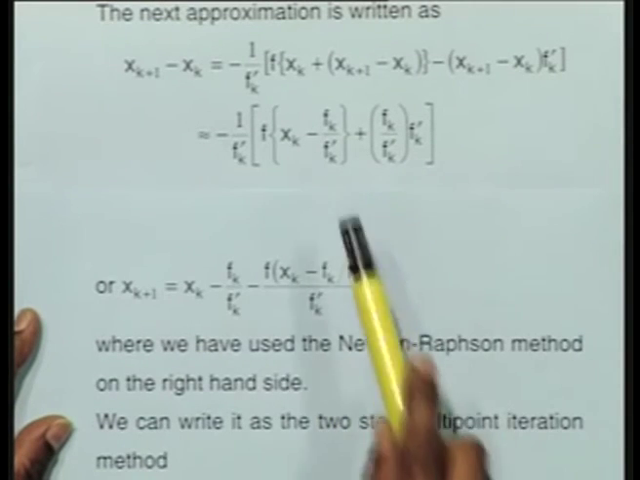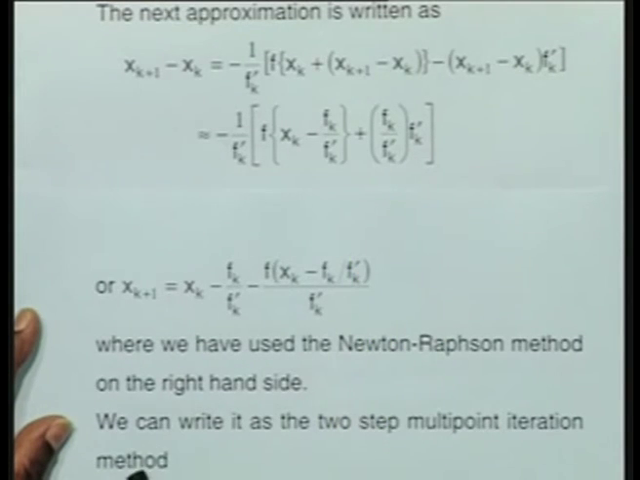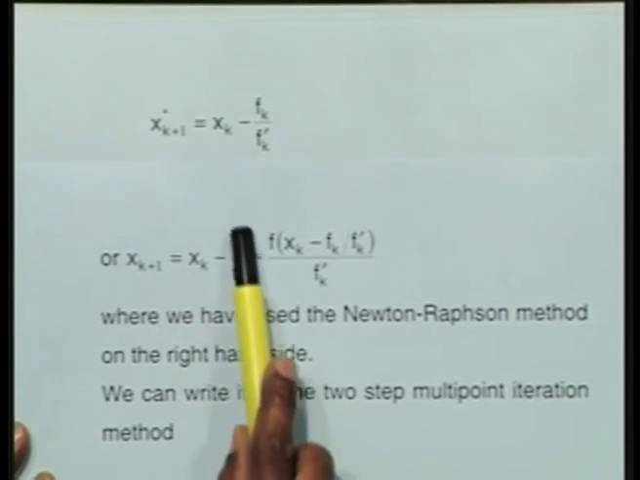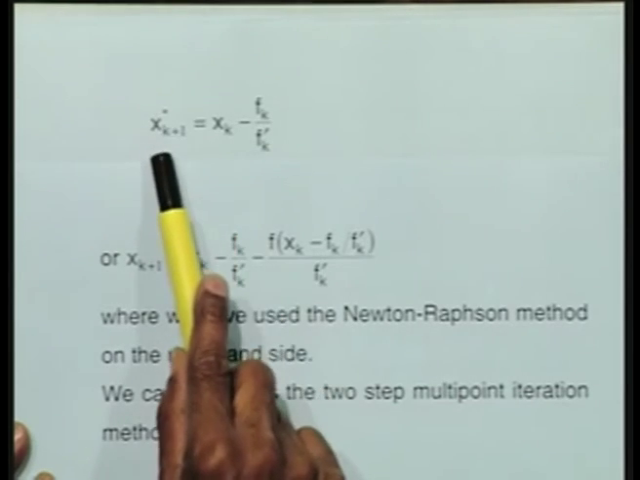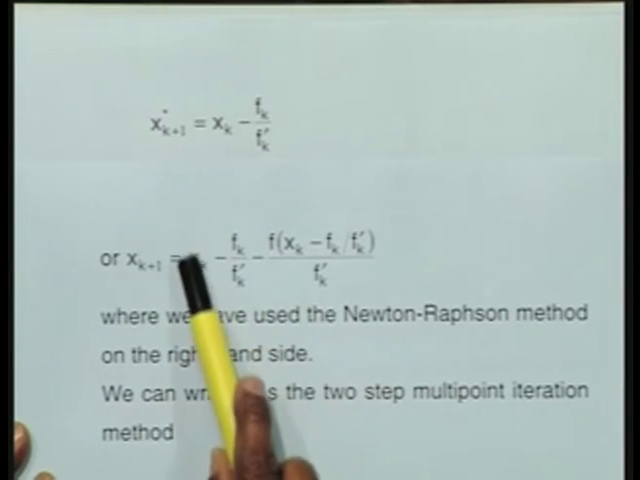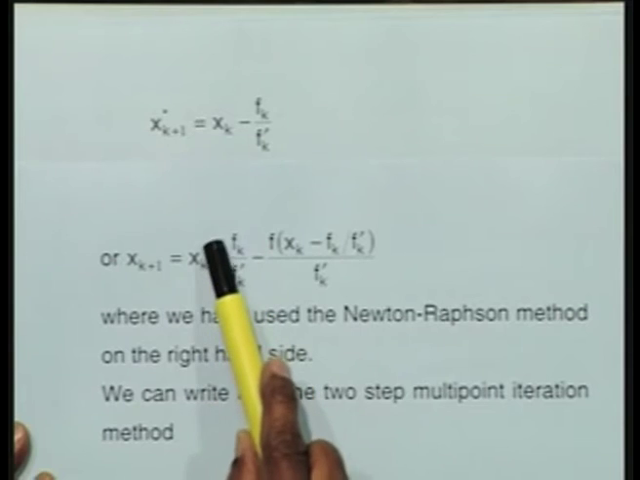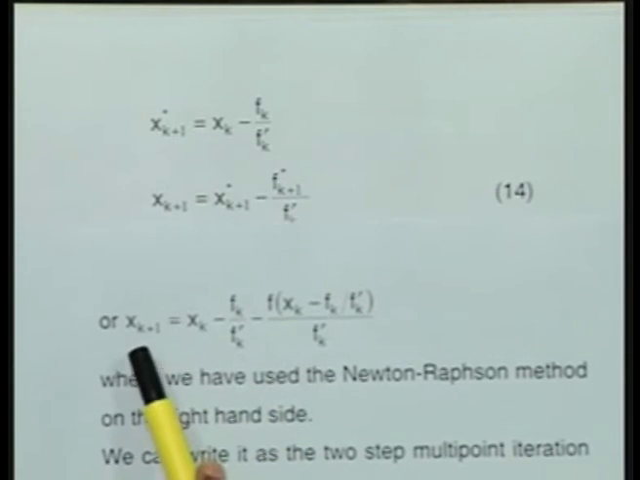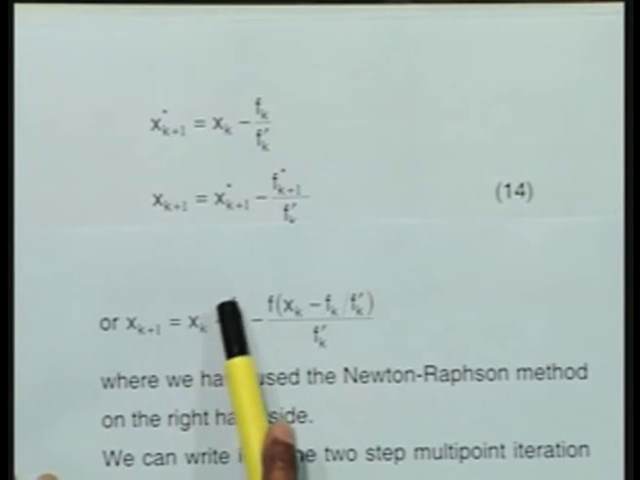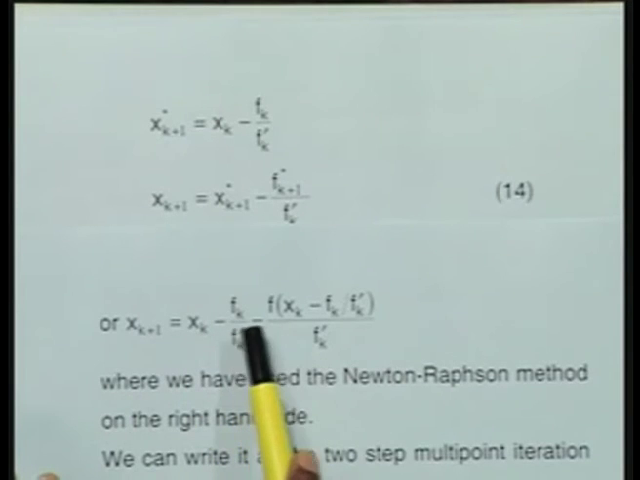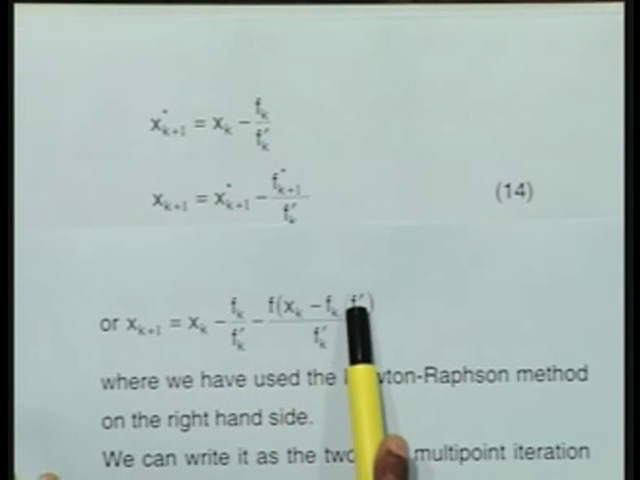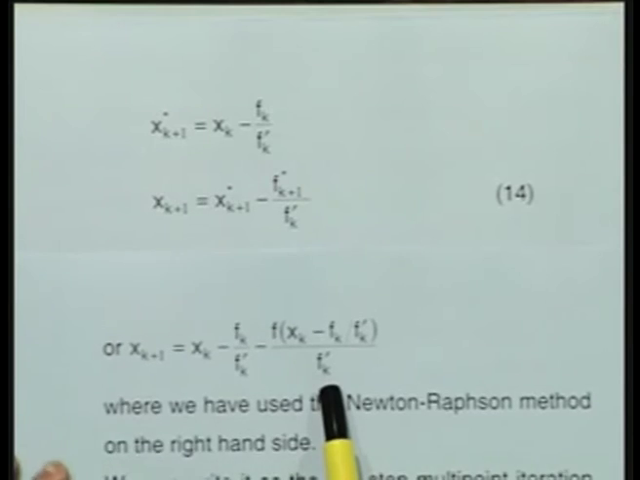Now I would like to write this also as a two-step method. What I would do here is, I would first of all call this a new approximation. This is x star k plus 1 is xk minus fk by f dash k. Then I would write xk plus 1 is x star k plus 1 minus f star k plus 1, divided by f dash k.